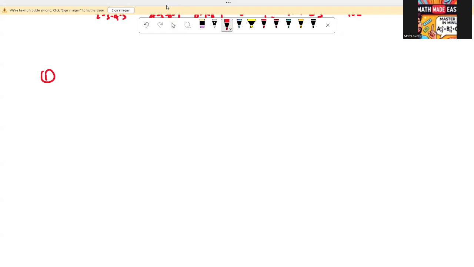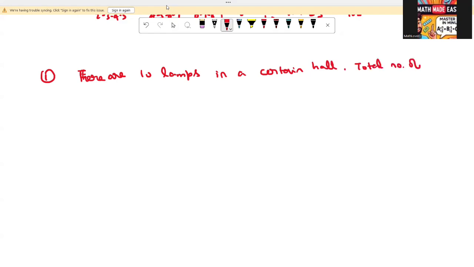So, first question is: there are 10 lamps in a certain hall. Total number of ways to illuminate the hall. Illuminate means lighten it up.